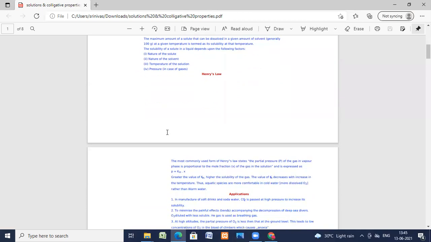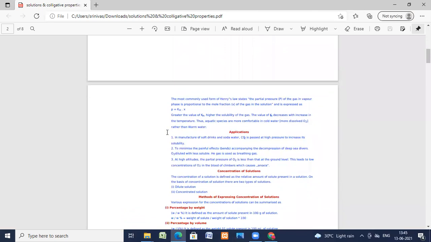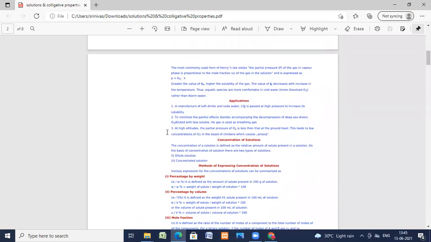And now we'll see Henry's law, a simple one, Henry's law and its applications. Most commonly, Henry's law is for gases in liquid solutions.